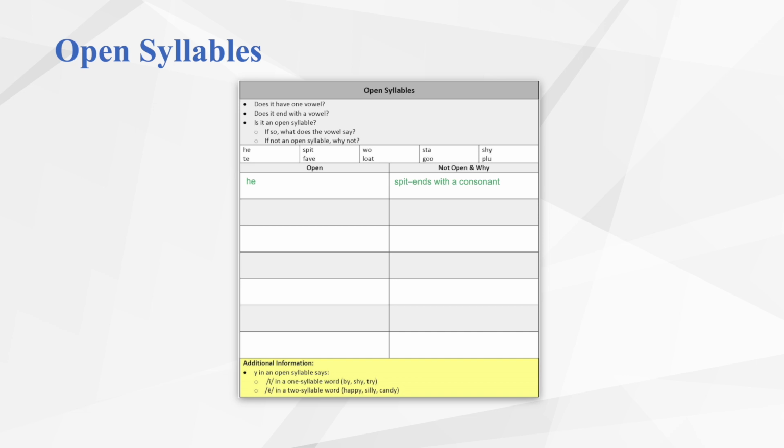Before you complete the rest, I want to draw your attention to the yellow box at the bottom of the screen. It provides some additional information. It tells us that syllables ending in Y are in fact open syllables. And Y says I at the end of a one-syllable word. Buy, shy, try. Y usually says E at the end of a two-syllable word. Happy, silly, candy. So with that background, pause and complete this worksheet. The answers will be displayed and discussed when you resume the video.